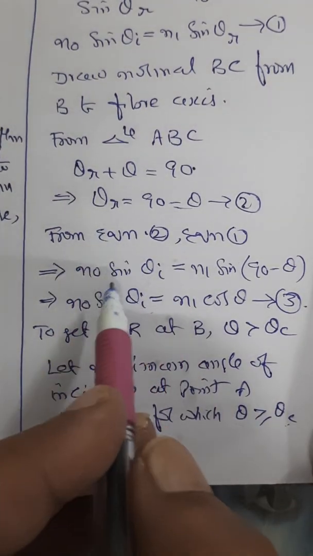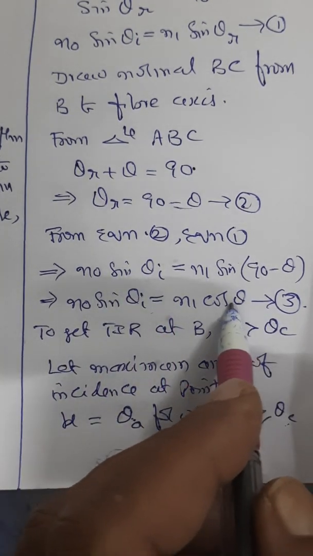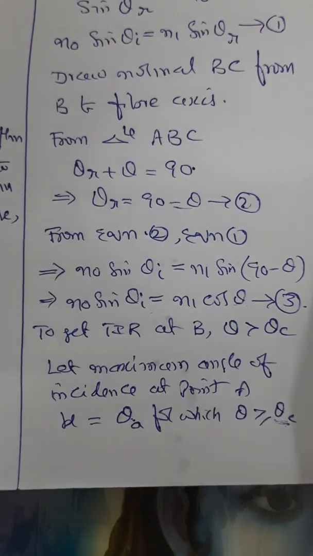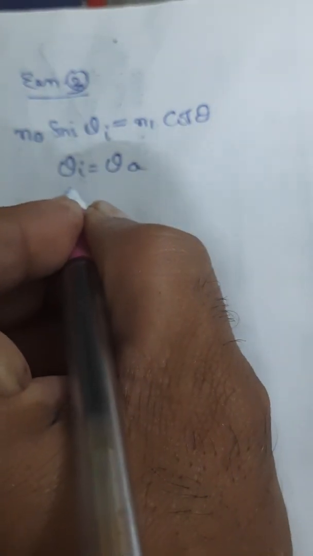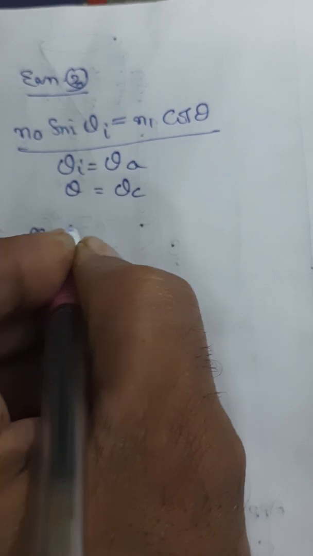When that happens, in this equation, theta I will become theta A and theta will become theta C. That is what we are going to write. So in equation 3, as per the discussion we made, theta I becomes theta A, the maximum angle of incidence, and theta becomes theta C. So what will happen to this equation? You will have N0 sin theta A is equal to N1 cos theta C.